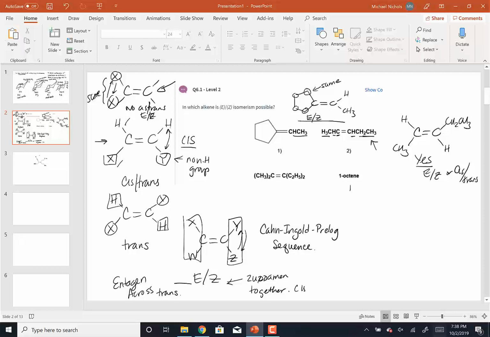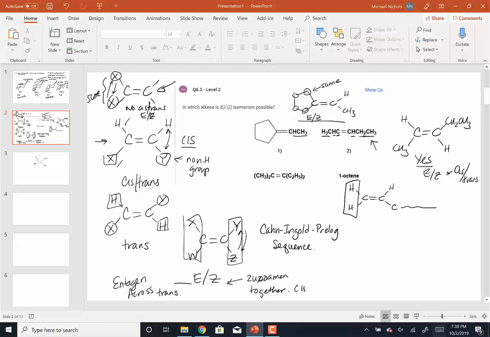1-octene: any time the double bond is at the 1 position, we would have now the carbons, and those two groups are the same. It is not cis or trans.